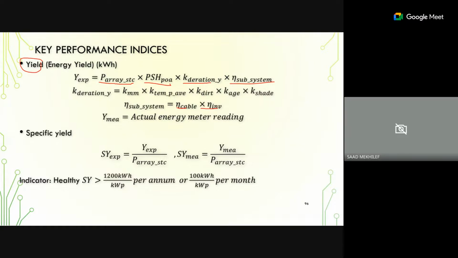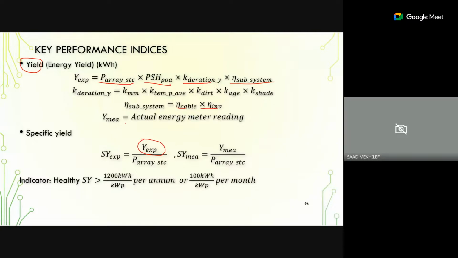Okay, so this is actually the yield. If we want to calculate the specific yield, which is SY, it is equal to the expected yield divided by the power from the array. Here, power from the array means we don't consider all this number of hours, number of the ratings, and so on. Okay, all right.